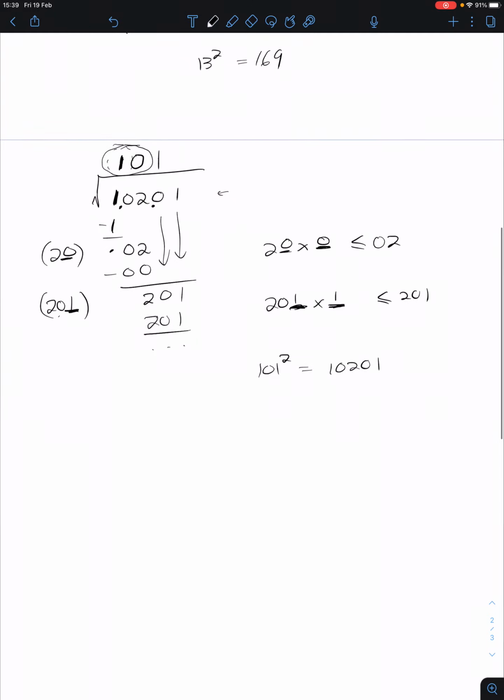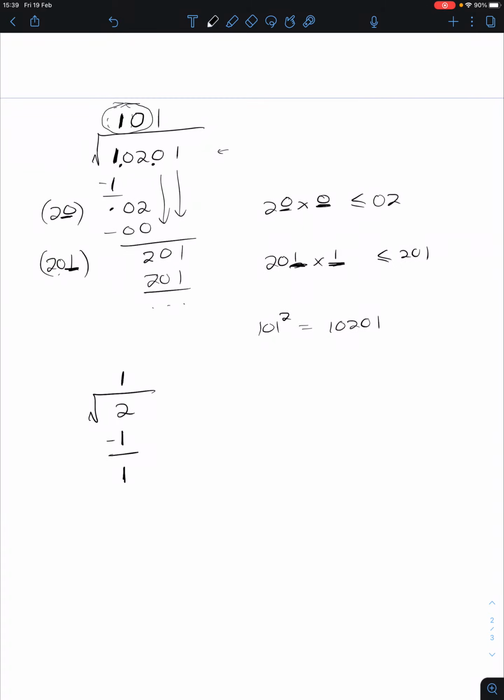Let's try another example. Say the square root of 2. So what we're going to start off with is a square that's less or equal than 2, and that will obviously be 1, because 1 squared is 1, while 2 squared will be 4, so that's too much. If you subtract that, you will be left with 1.